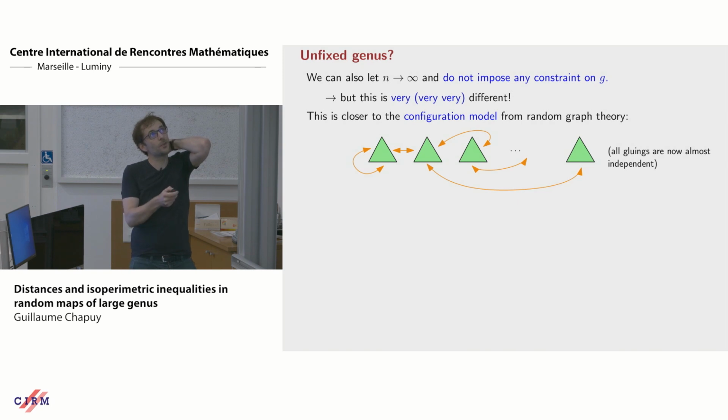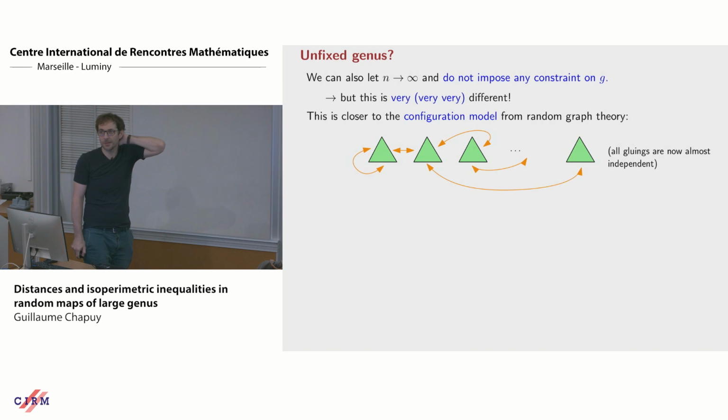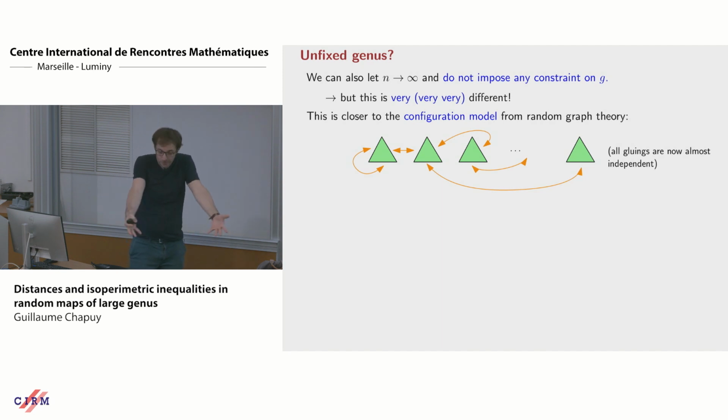This is closer to the configuration model in graph theory. So if you know what the configuration model is, you see why it is the same. And if you don't know, it's essentially this. This is called the configuration model for people who do random graphs. And here the big difference with before is that these gluings are essentially independent. You can do whatever you want. And you don't insist that in the end the object that you build will have a certain topological constraint, that this genus is something. So this is a very different model that you can approach with very different tools.